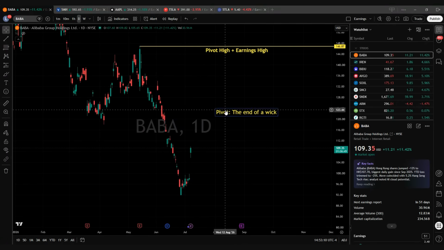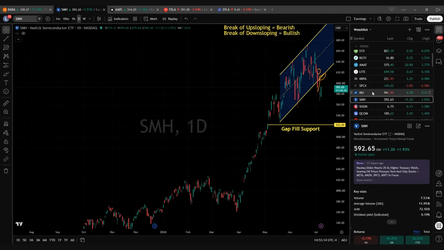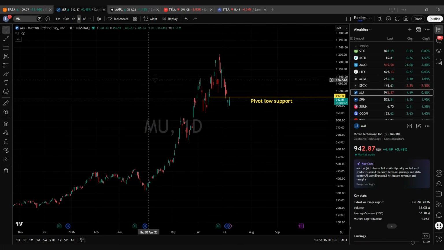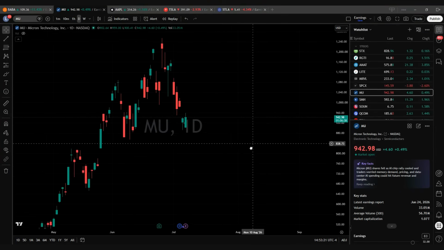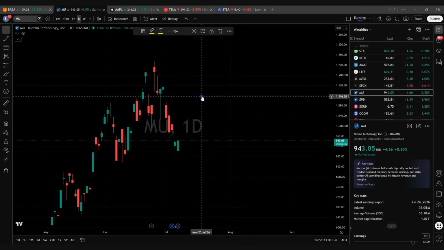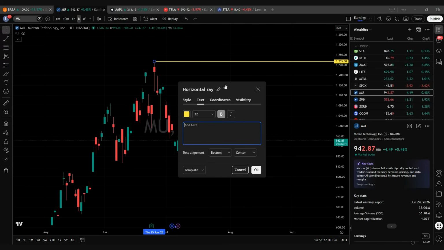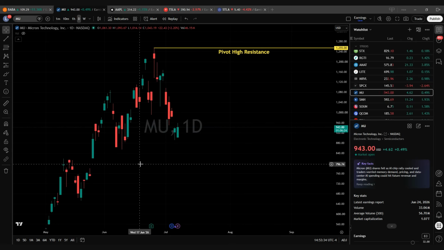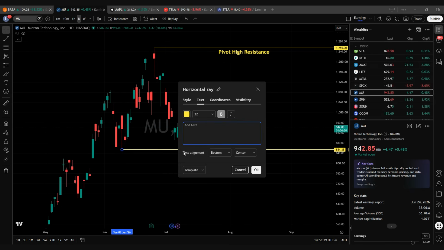But let's use another chart just to continue to reinforce it. Let's go to, say, Micron, right? So Micron, you could say, hey, not only is this a double top, so previous all-time high, but it is a pivot high of resistance. Similarly, on the bottom, you could say MU is right here, pivot low of support.